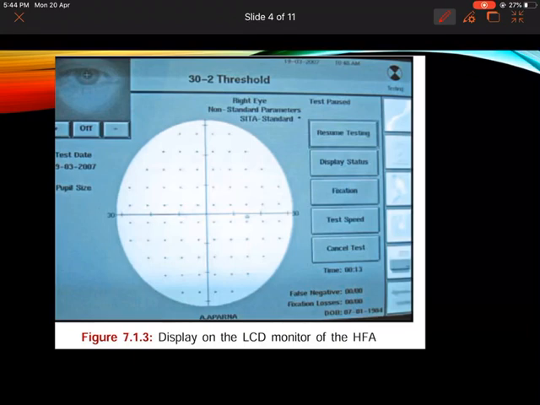The points are straddling. Between each point it is around 6 degrees, and it is 3 degrees from the vertical and horizontal line. The first row of points will be 3 degrees from the horizontal and vertical line, and the subsequent points will be 6 degrees from each other. Okay, this is the 30-2. This is the LCD monitor of the HFA.